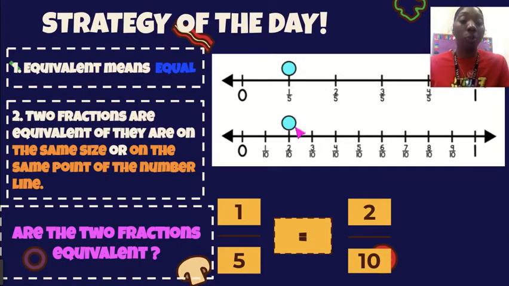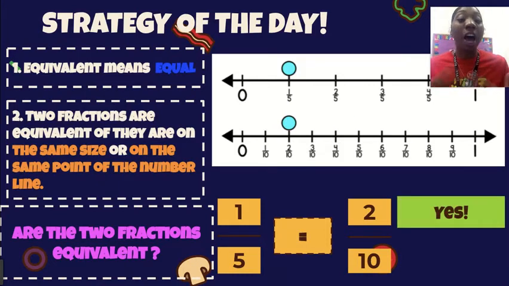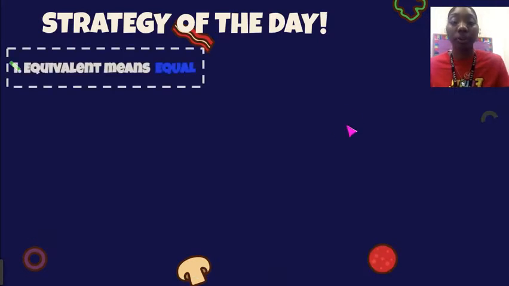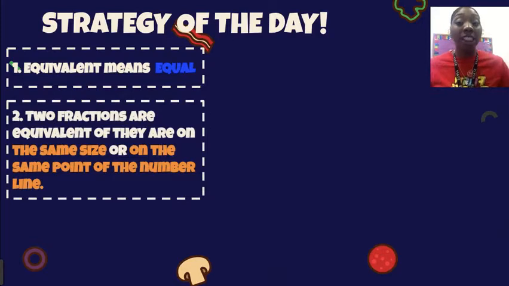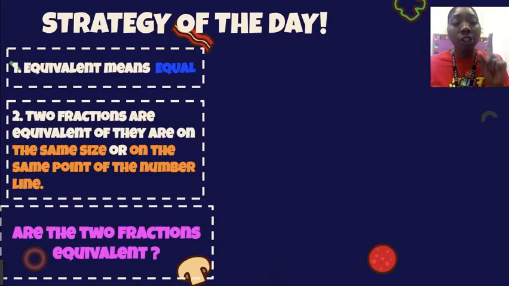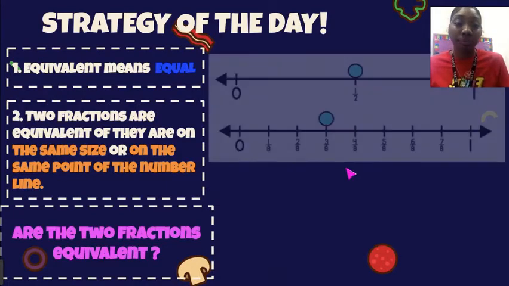So let's look at our number line and let's look at these 2 points. If we look at our 2 points on the number line, are they the same point? Are they lined up together? Yes. So we can say that 1/5 is equivalent to 2/10. Remember, equivalent means equal. You got it. So if two fractions are equivalent, that means that they are the same size or on the same point on the number line.